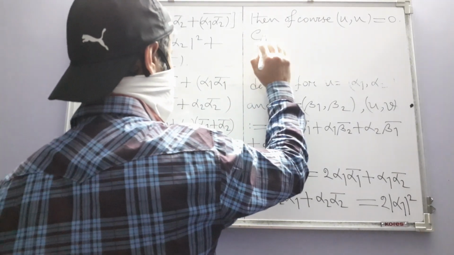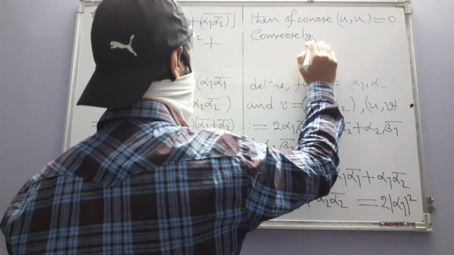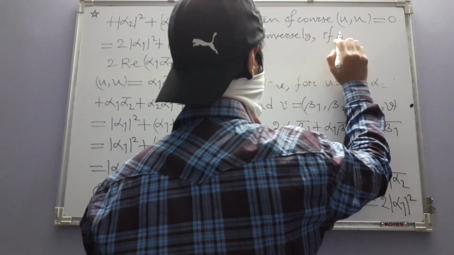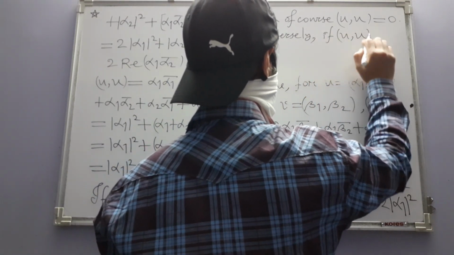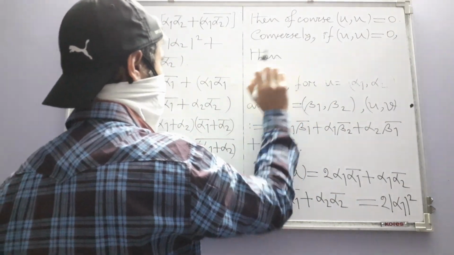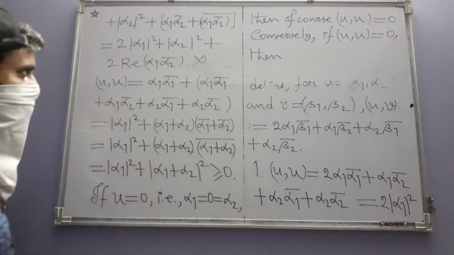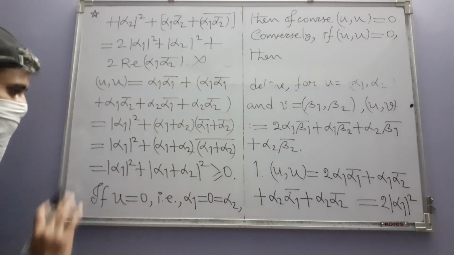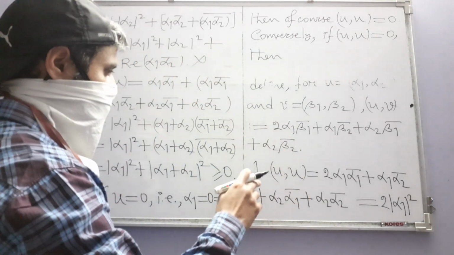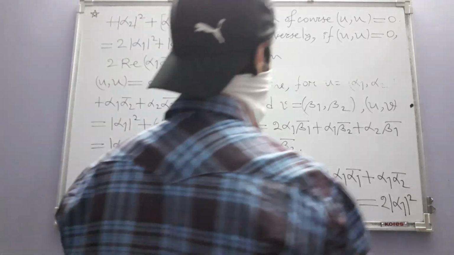Conversely, if the inner product is 0, then this is 0. We will not use this one because this has not given us anything. I mean, it has given us what we want, but not fully, and we are not happy with that. We are going to use this one.